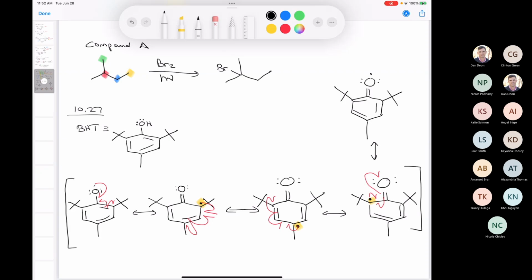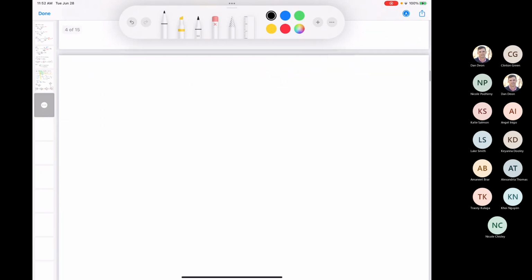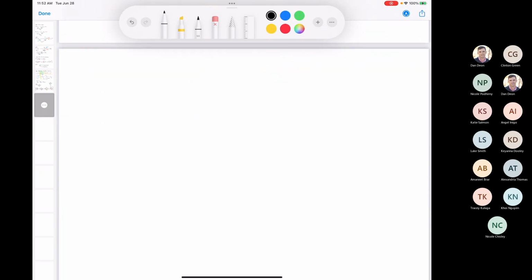Let's take a look at a mechanistic question with NBS. NBS, we talked about it a little bit yesterday. This is question 10.28 from the book. It says, when isopropylbenzene, so this compound here is called cumene or isopropylbenzene. I like to call it cumene.